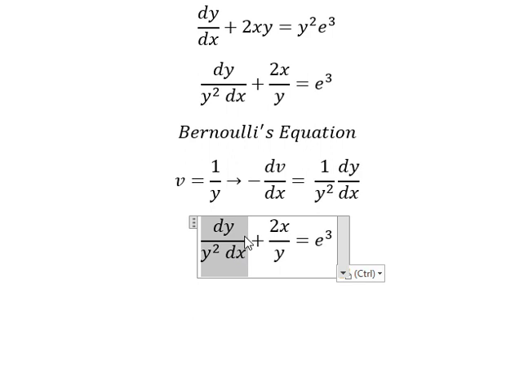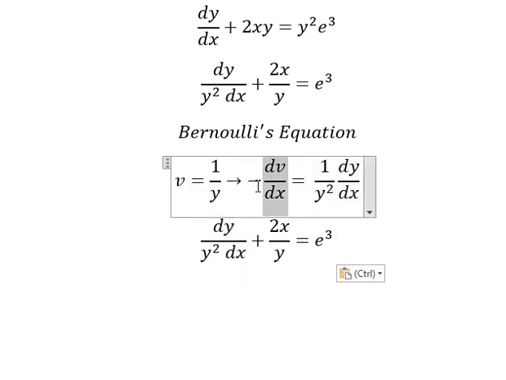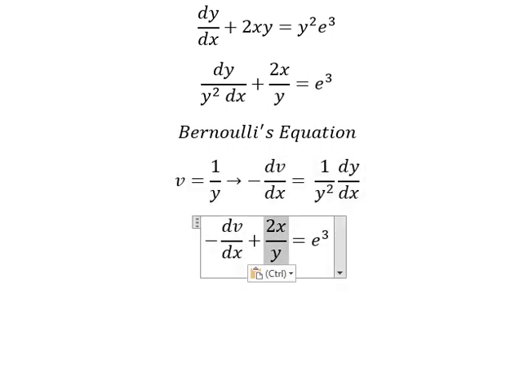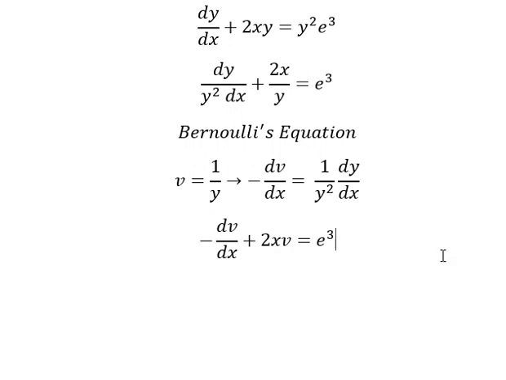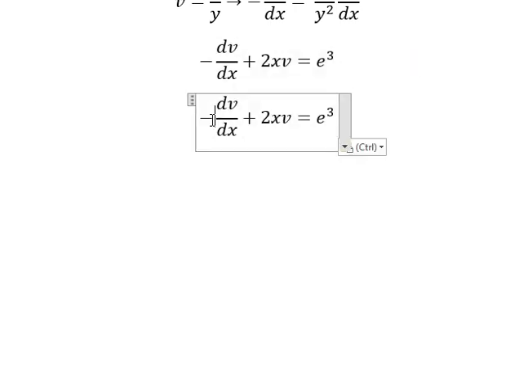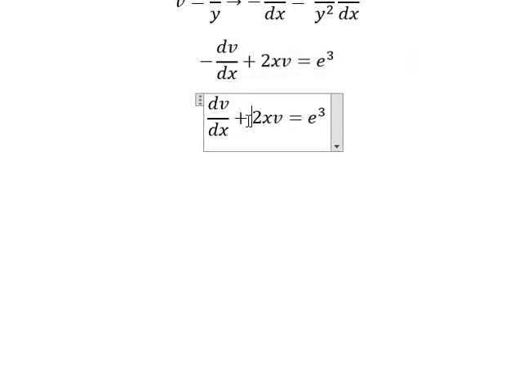So this one we change for this one. This one we change for v. Now we multiply both sides by negative 1. So we have v, and the first derivative of v.